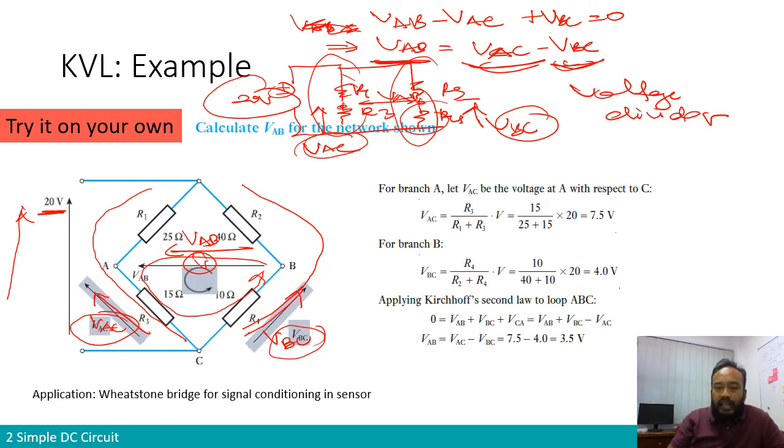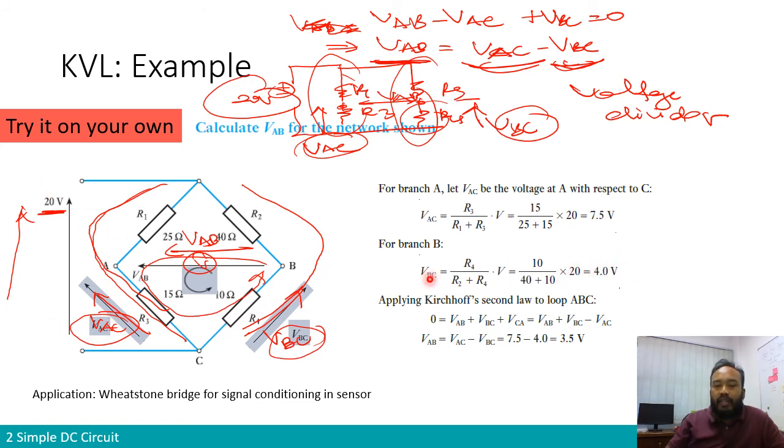For branch A, what we call branch A is where we have this VAC over here. I'm going to take my pointer, branch A. VAC is a portion of this branch A. So VAC equals R3 divided by the sum of R1 plus R3, multiplied by 20 volts. So you get 7.5 volts. And VBC is a portion of this branch, so it is R4 divided by R2 plus R4, multiplied by the input voltage, which is 20 volts. So you get 4 volts.